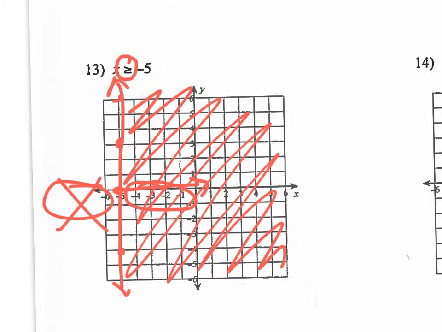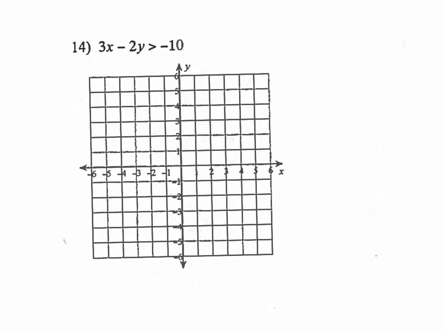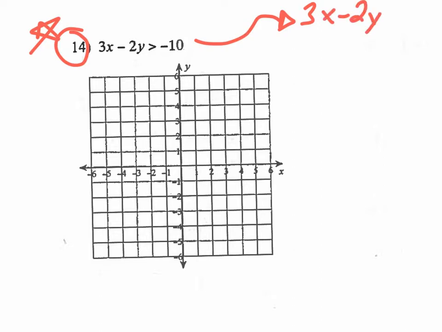Okay. And then number 14. That's a tricky one. This is one I want you to really study, number 14. The reason being, this one is in standard form. The first thing I need to do is change this into slope-intercept form. I'm going to rewrite it over here to the right. So 3x minus 2y is greater than -10. The reason I want to change it is that it would be easier to graph in slope-intercept form. So I'm going to move the x to the other side of this inequality and then solve for the variable y.